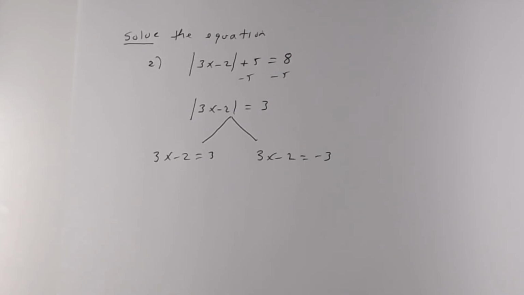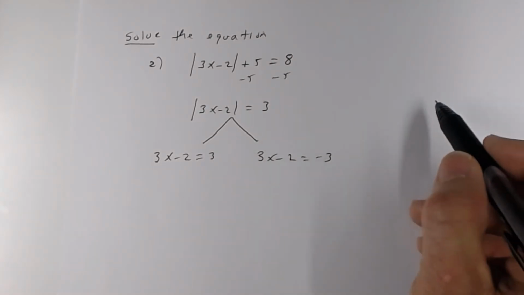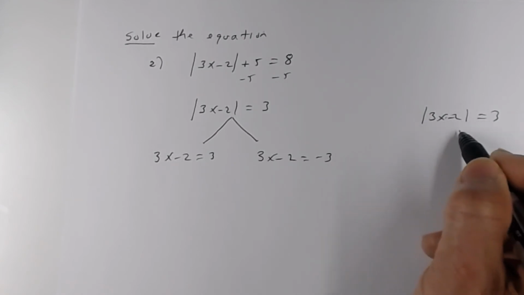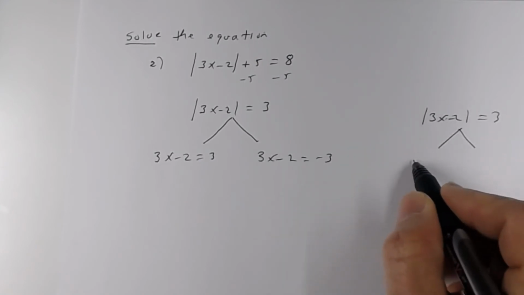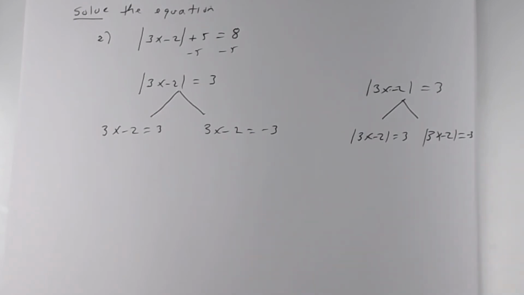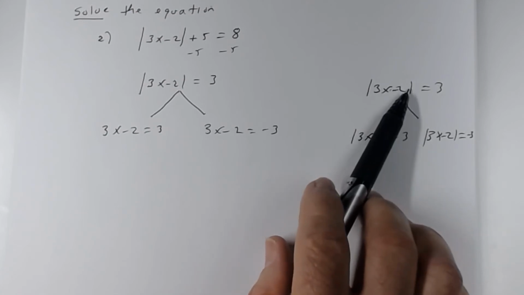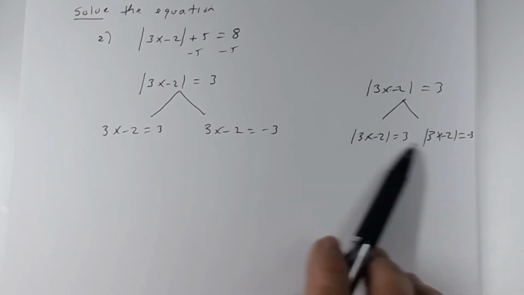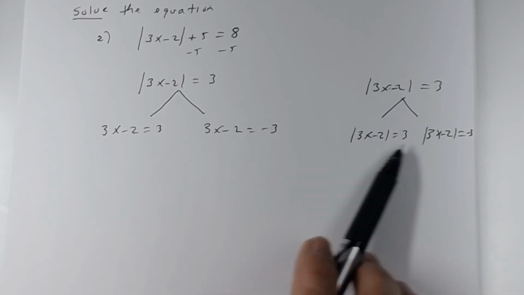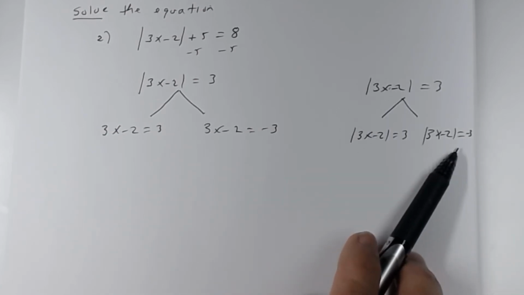Now, here's what some of you are doing, and here's why this is incorrect. Some of you are doing this, and in the video, we never did do that. You're saying, well, that's the same thing as this. 3x minus 2 equals 3, absolute value 3x minus 2 equals negative 3. Well, that's not true. Because this right here has 2 solutions. Now you're saying this right here is the same as this. Well, you just rewrote this over. But then you do this as well, which has no solution.